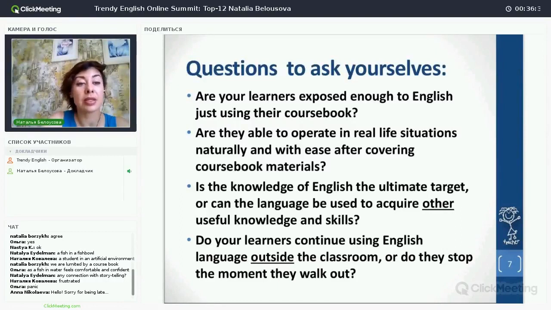Again, our classroom is like a separate reality. We do things there, and the moment we walk out, we stop speaking English or writing in English. Of course, it depends on the students' motivation and everything. There are lots of them now who watch series or films in English and chat with their friends, but definitely it's not everyone.